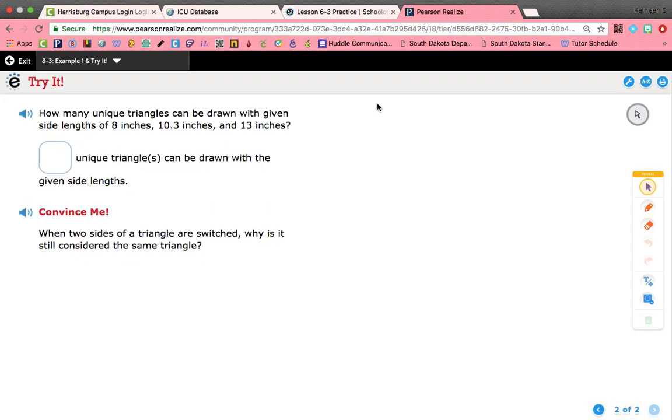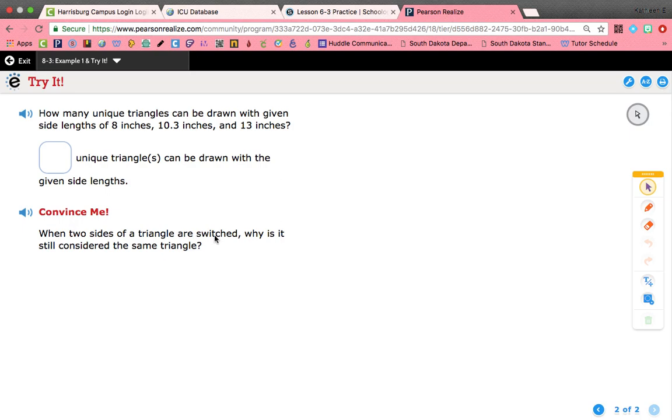All right, so if we look at this, how many unique triangles can be drawn with the given side lengths of 8, 10.3, and 13? Well, we just learned that there is only one way to draw a triangle with the side lengths of 8, 10.3, and 13. So one unique triangle can be drawn.